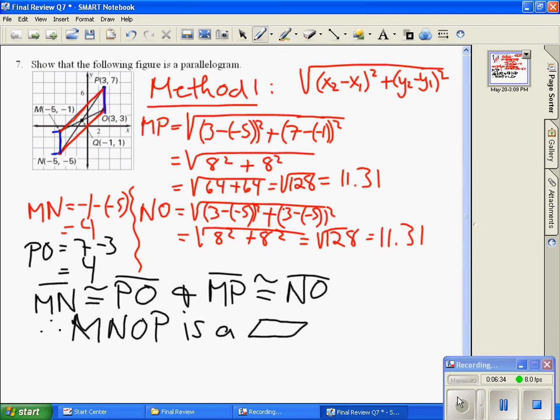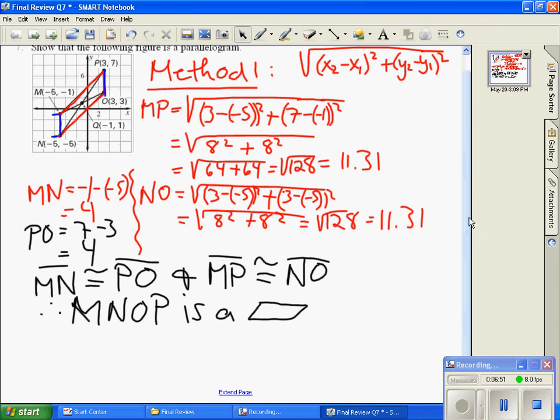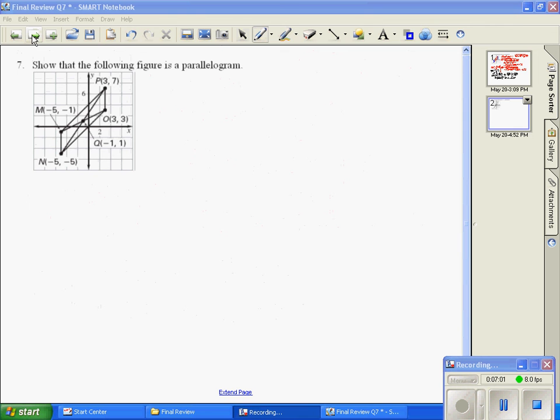Okay, so that's our first method, how we can show that this figure is a parallelogram. The second method was to show that the opposite sides are parallel. So let's do that. Okay, I copied this over again so we can have a clean start here. So now let's show that opposite sides are parallel. So let's start with the ones that are at an angle. So MP and NO.